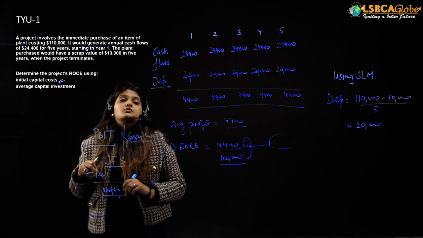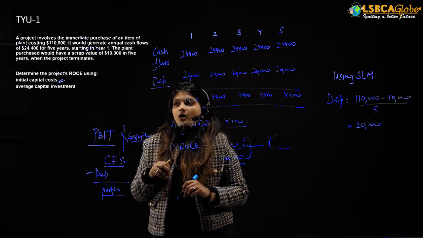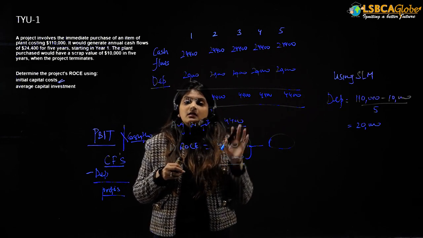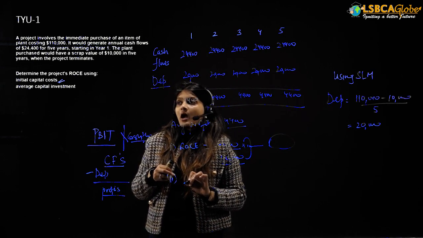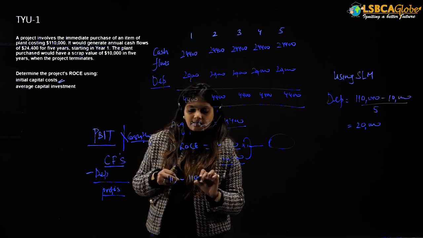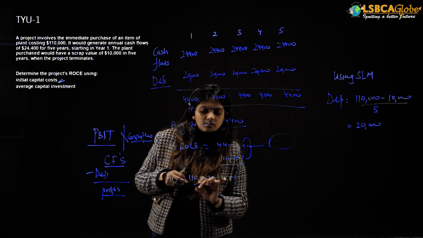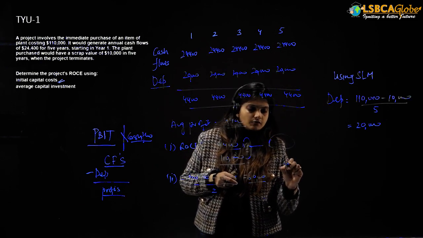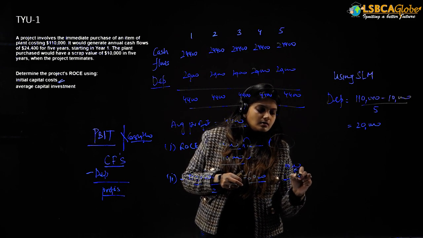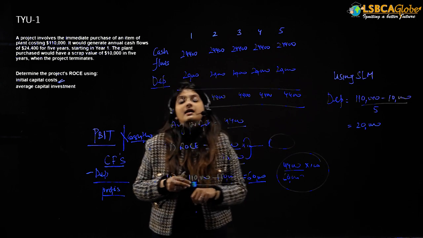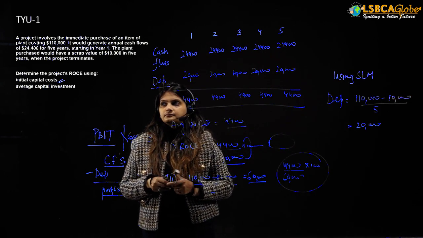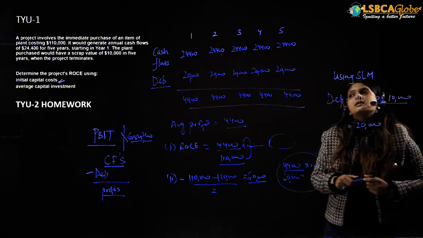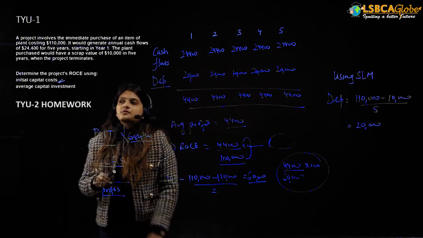In the second part, they have asked you to calculate the ROC using average investment. Of course, for the formula of ROC, we have to use the average investment. And how do we calculate the average of the investment? We'll have to do 110,000 plus 10,000 divided by 2, so the average investment amounts to 60,000. So 4400 divided by 60,000 into 100. That will be the ROC using average investment. I hope that is clear. So this is how we calculate the ROC using initial investment and the ROC using average investment.